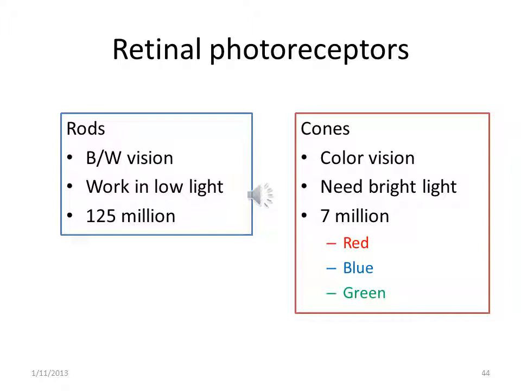We have about 125 million rods scattered across our retina. They do work in low light and allow us to have black and white vision. We have fewer cones, only about 7 million. These allow us to have color vision, and there are three types of cones: red, blue, and green. When someone is colorblind, they are genetically predisposed to lacking one or more of these types of cones.